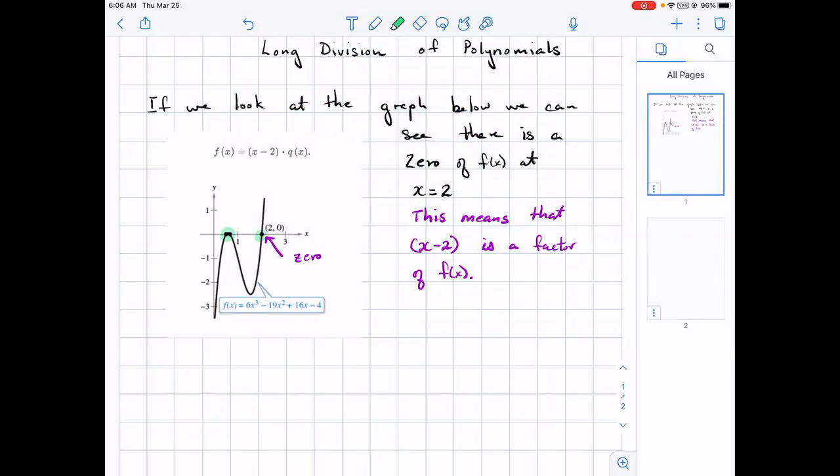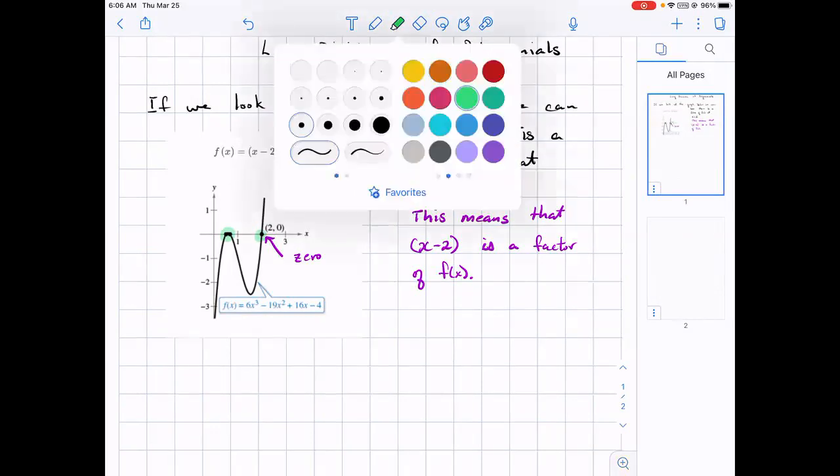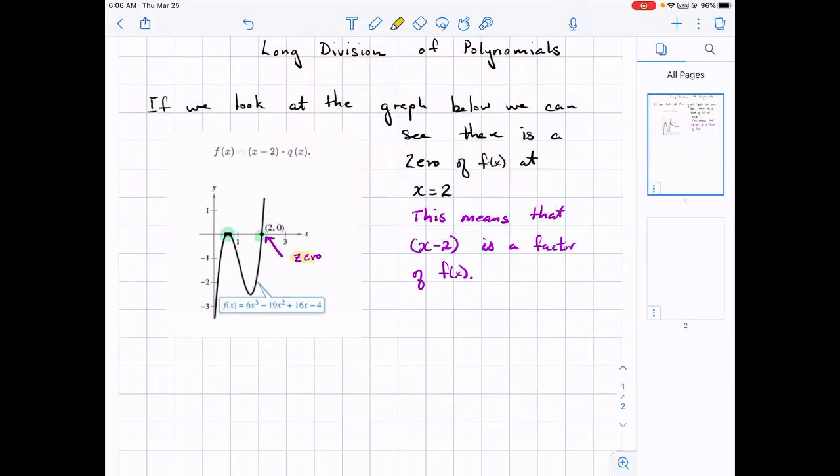But if we specifically pay attention to this point here, (2, 0), okay? This means that at x equals 2, there is a zero. It also means that x minus 2 is a factor of f of x.